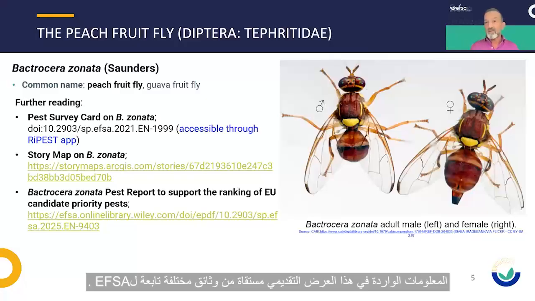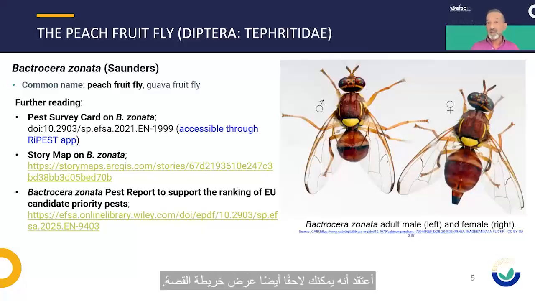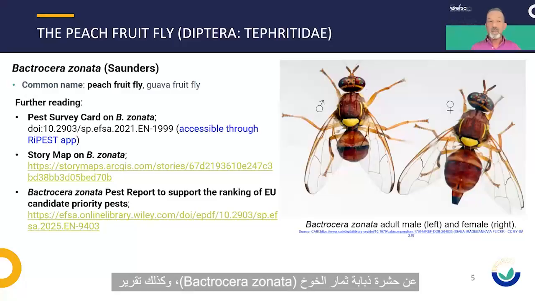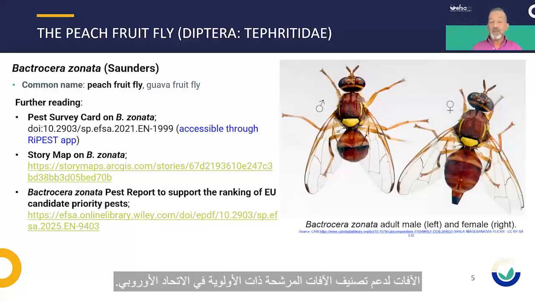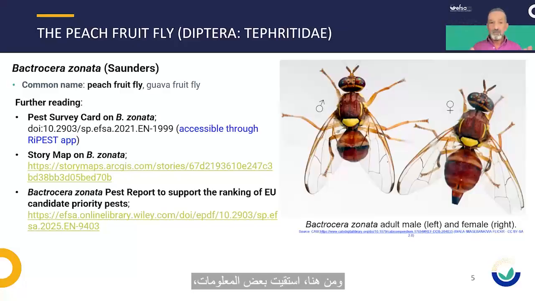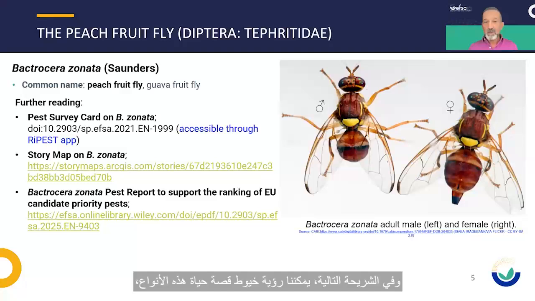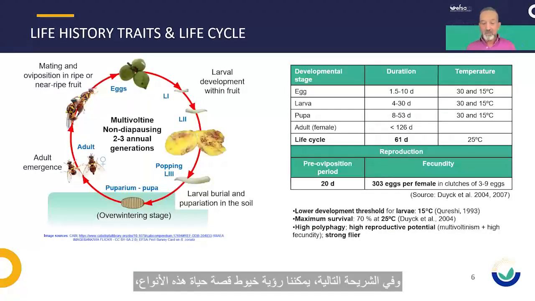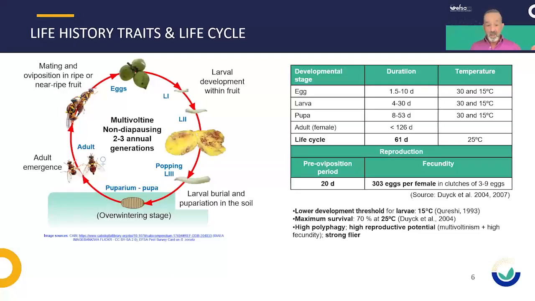As I said, the information in this presentation comes from different EFSA documents like the pest survey card, which is actually accessible through RIPEST. I think that probably you can show us later. Also the story map on Bactrocera zonata, and also the pest report to support the ranking of EU candidate priority pests. So from there, I've taken some information, and in the next slide, we can see some life story threads of this species and the life cycle.